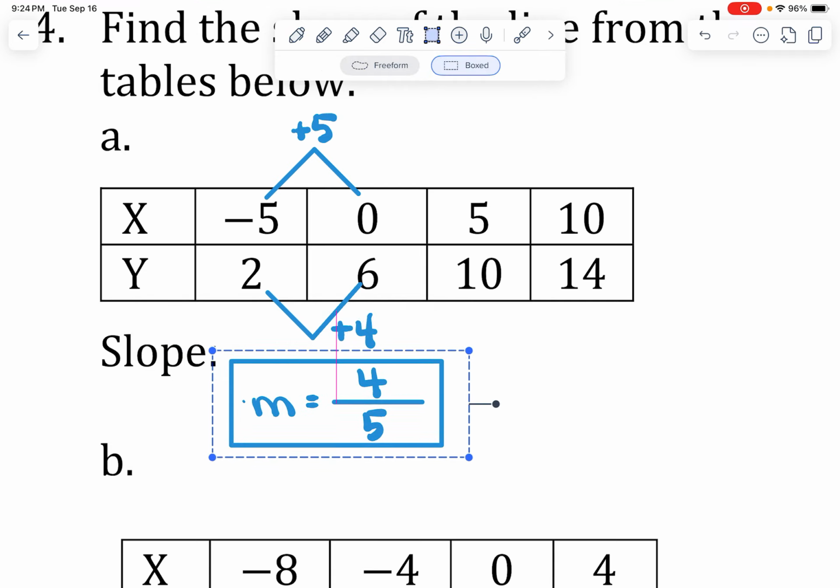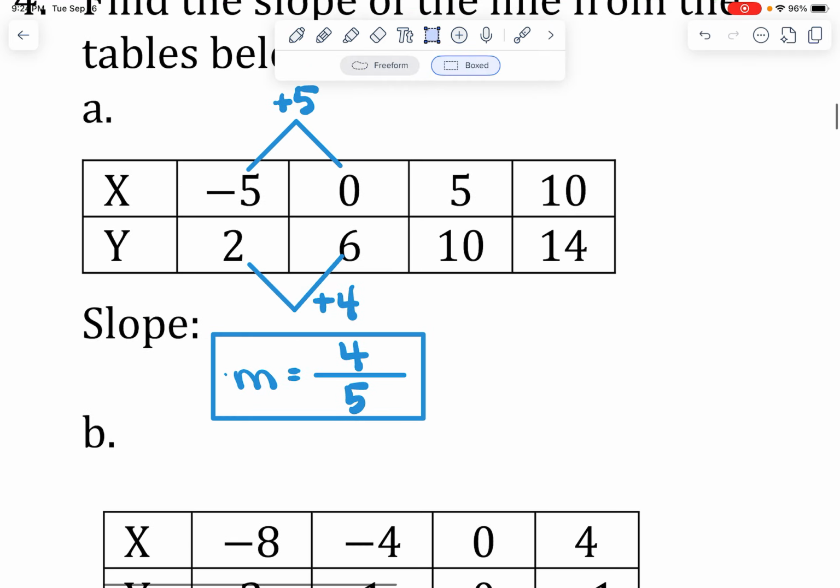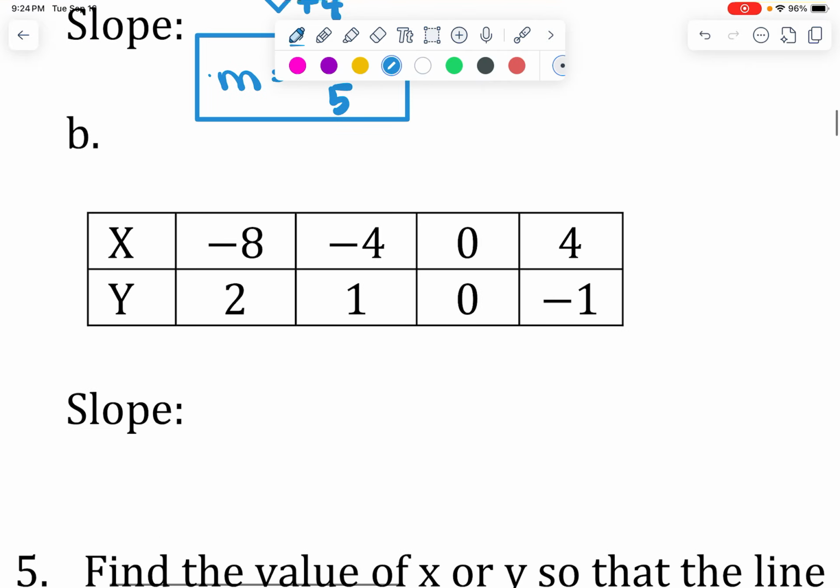So let me scooch that over a little bit. There we go. All right, let's go do another one of those. Let me change colors. I'll go with pink. All right, so here we go. Change in y's. Well, what's happening to our y's every time? 2 to 1. That looks like I'm subtracting 1. So that's my change in y's.